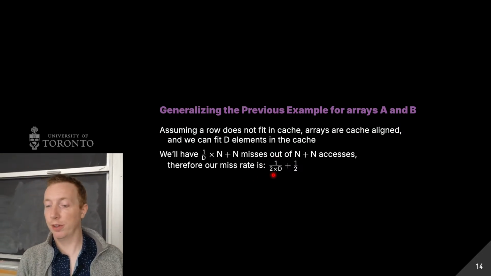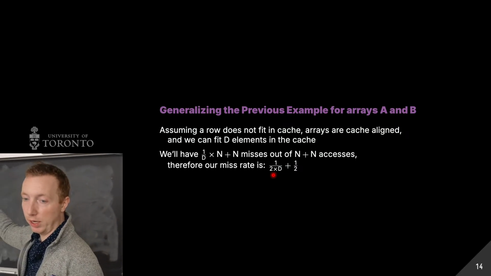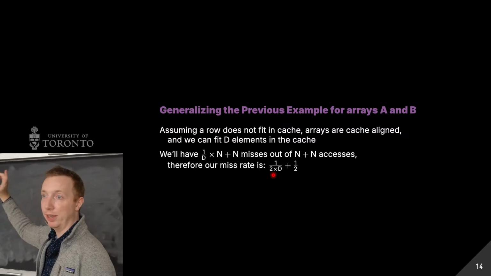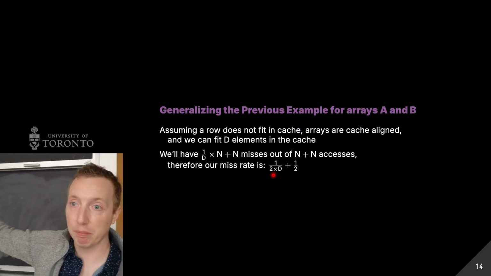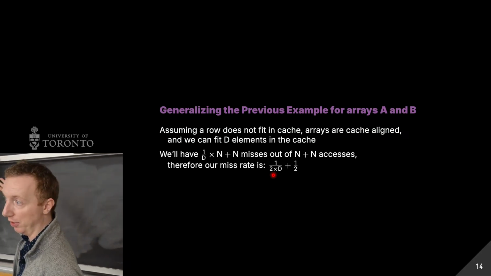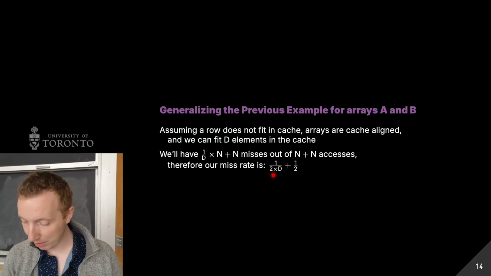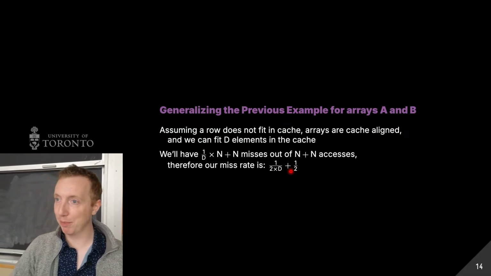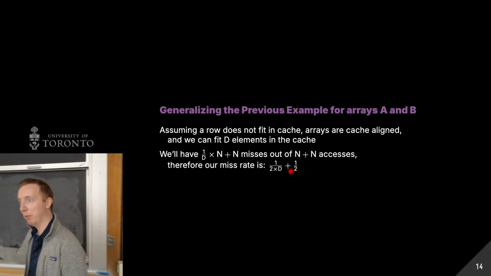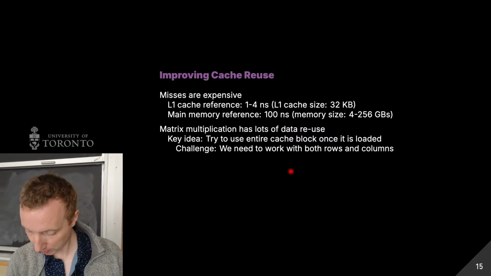So therefore, the total miss rate, if you play with the numbers, is 1 divided by 2D plus 1/2. So I can never get better than a miss rate of 50%, no matter how big my cache is, right? So I'm kind of capped by that, which kind of makes sense. This half comes from every single miss happening when I access the array by columns.